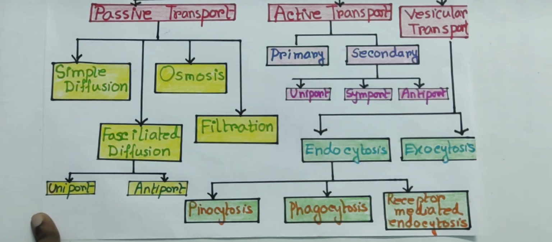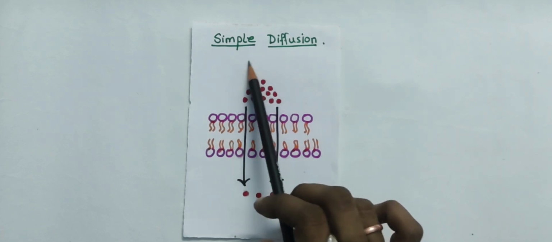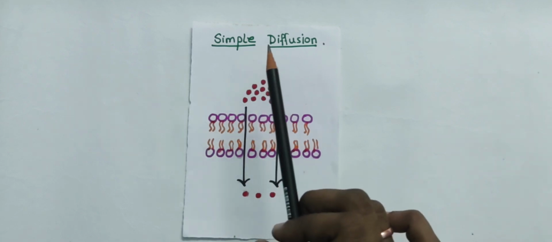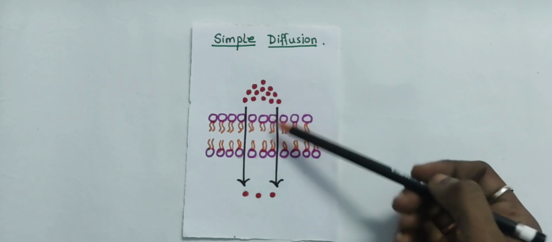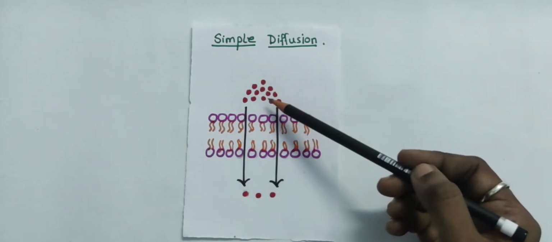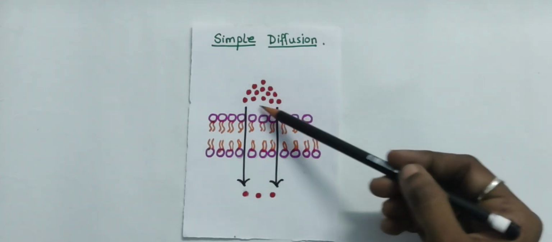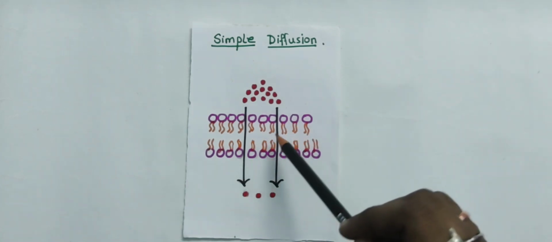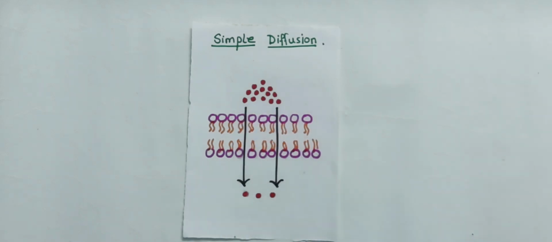Now I am coming to the details of the different types of cell transport. First I am describing passive transport. This is the first type of passive transport, simple diffusion. Simple diffusion is a type of transport where the molecules come from the outer side of the membrane to the inner side down the concentration gradient, that means from higher concentration to lower concentration. No energy is required here, and no carrier protein is required either. So this is simple diffusion.